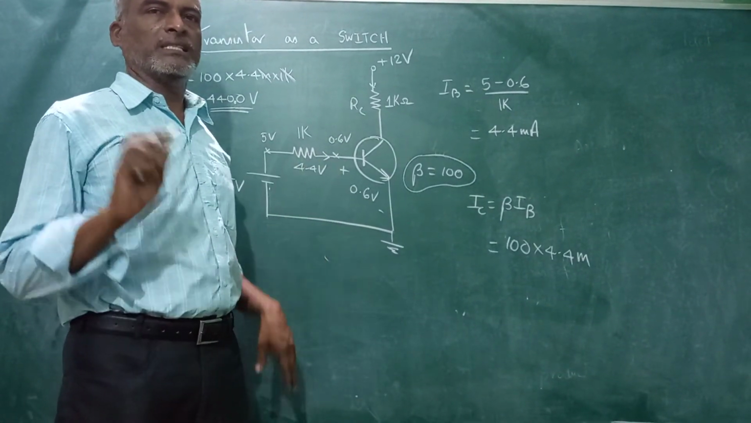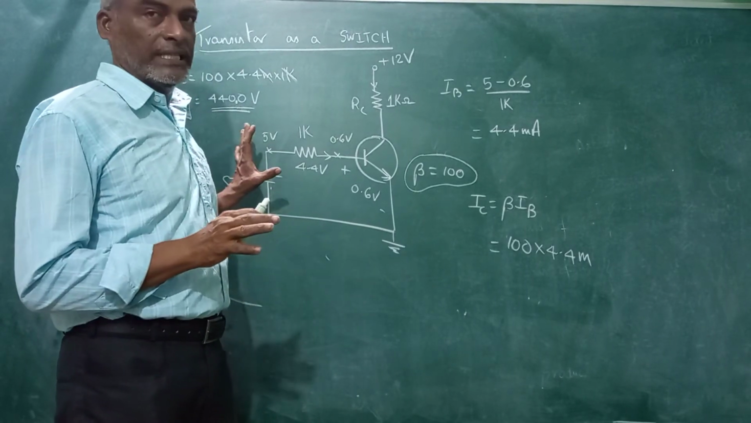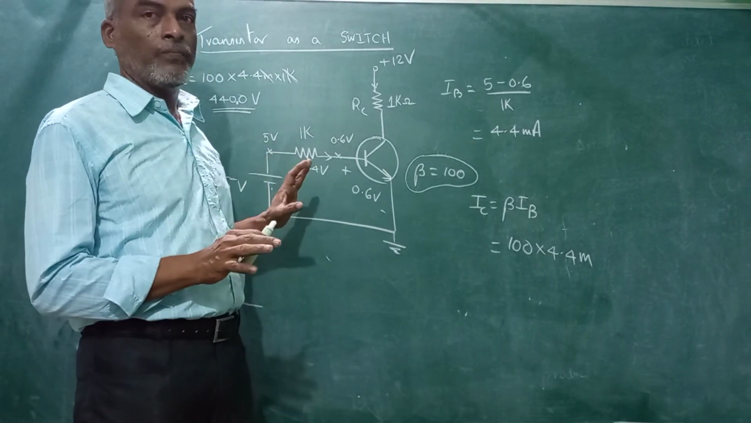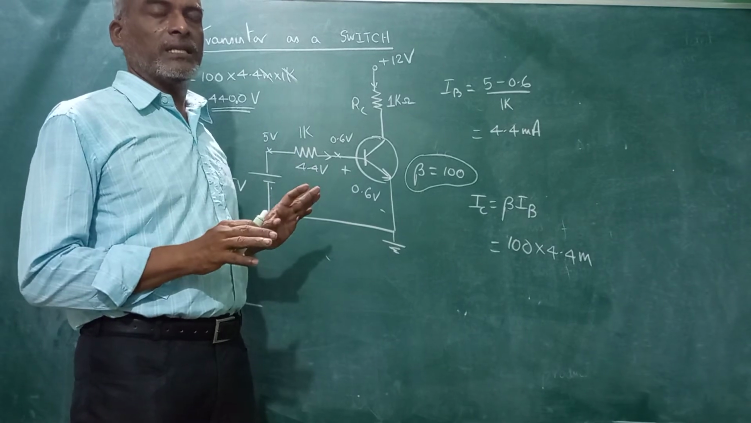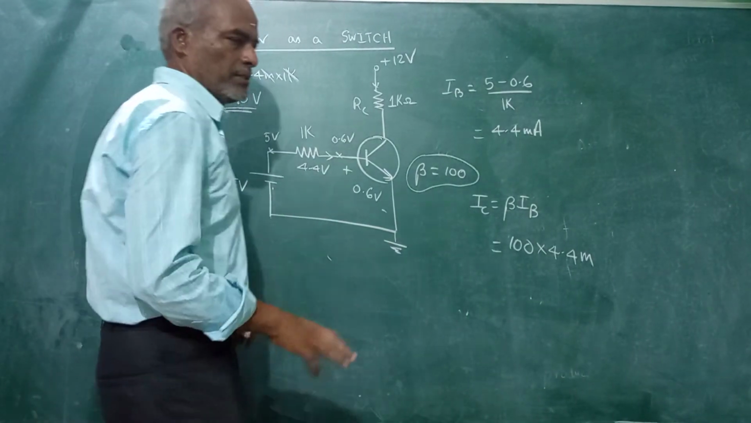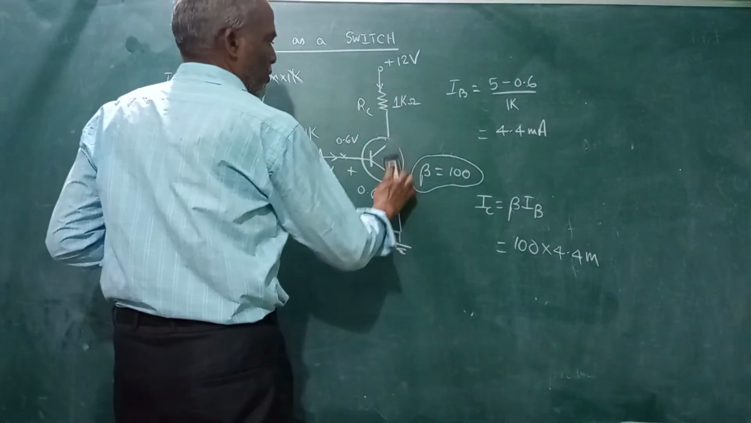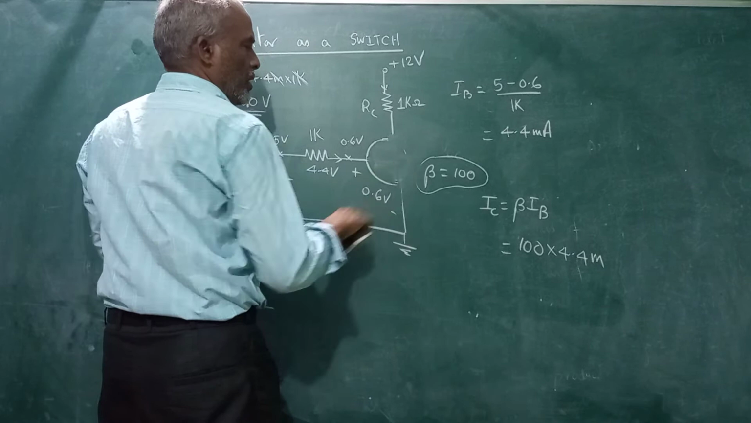That means the transistor has already gone into saturation in this case. So what happens now? When the transistor is in saturation, it acts as a short circuit. That means you can replace this part by a short circuit.